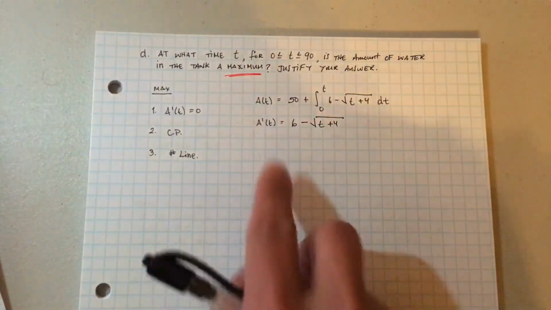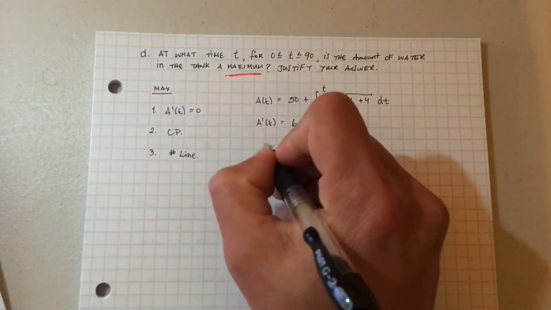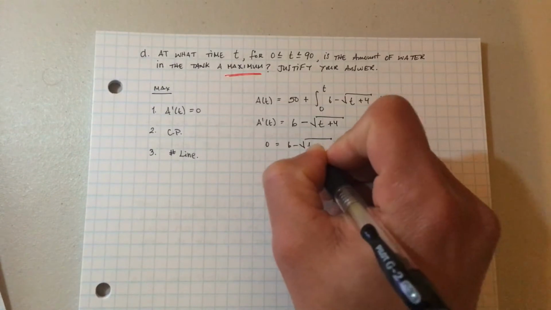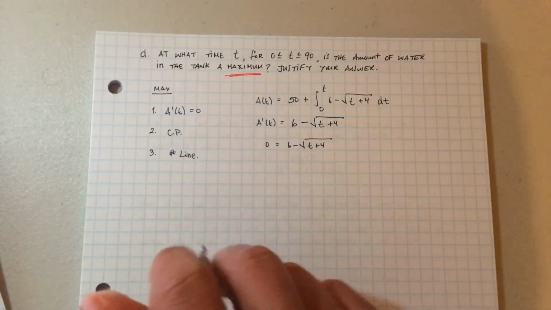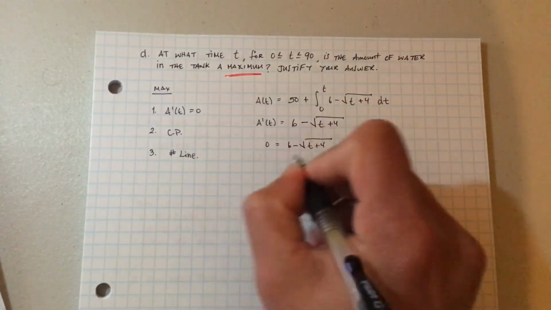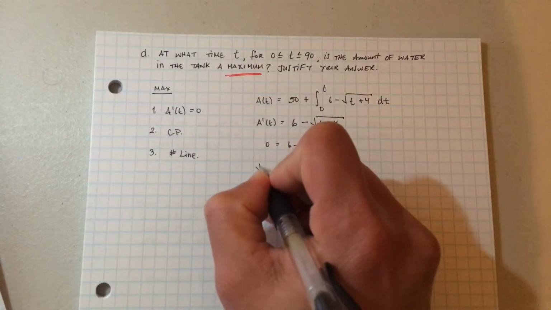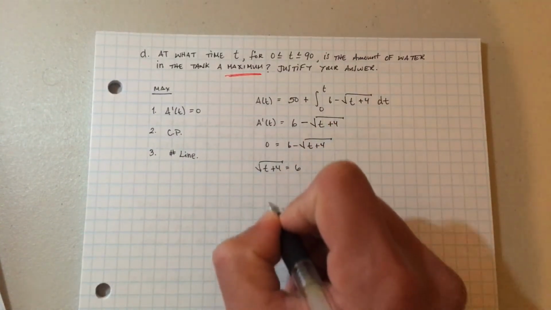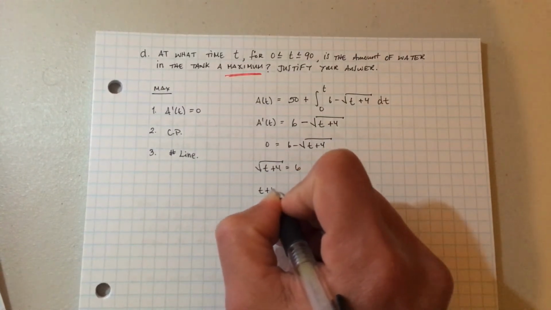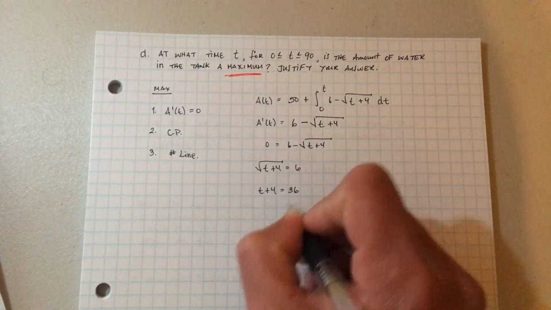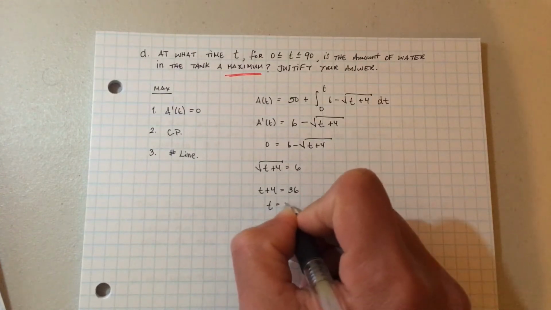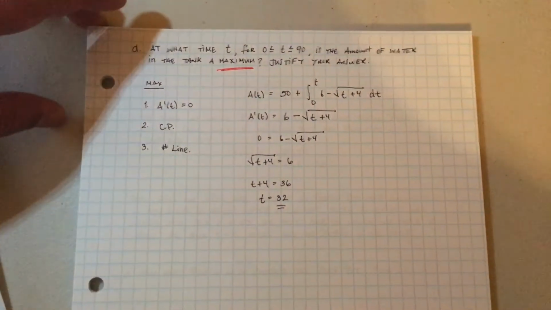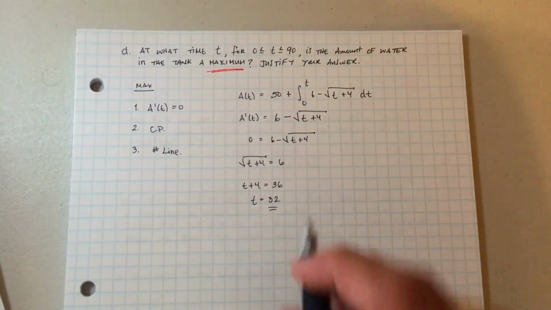So now, what do I do? Set it equal to 0. So I have 0 is equal to 6 minus radical t plus 4. Now I have to solve this guy. So that means bring the radical to the left. You have the square root of t plus 4 is equal to 6. Square both sides, you end up with t plus 4 is equal to 36. You solve it, t is equal to 32. So at t equals 32 minutes, you have a critical point.